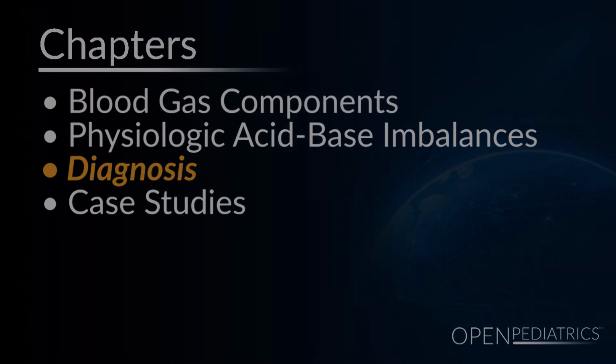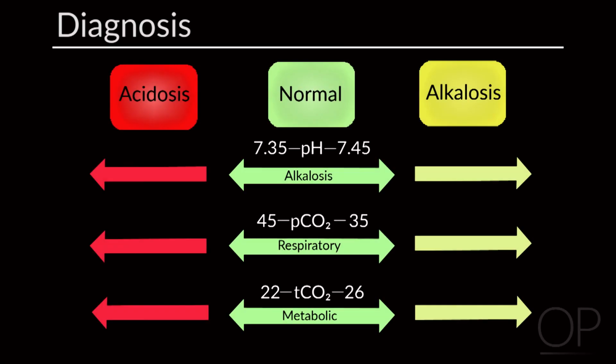Diagnosis. When diagnosing the blood gas, the first part is looking at the pH. Is it normal? Is it acidotic? Or is it alkalotic? The next component of diagnosing the arterial blood gas is looking at the PCO2. Is it higher than 45, which means it's acidotic, or is it lower than 35, making it alkalotic? Finally, it is time to diagnose the metabolic portion of the arterial blood gas, the TCO2. Is it high, causing alkalosis, or is it low, causing acidosis?